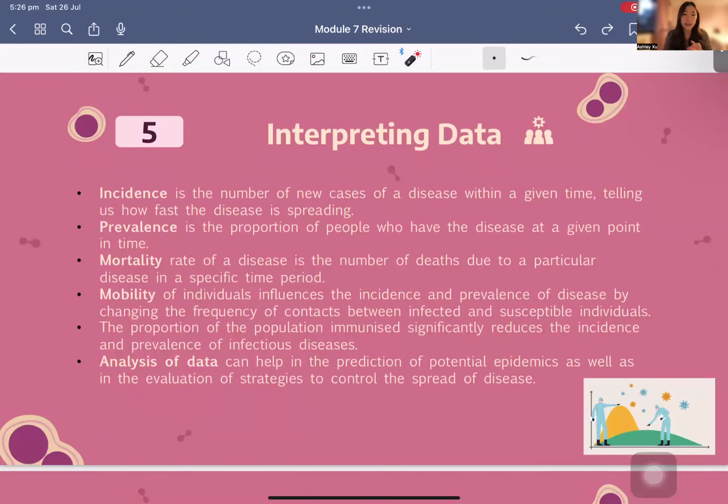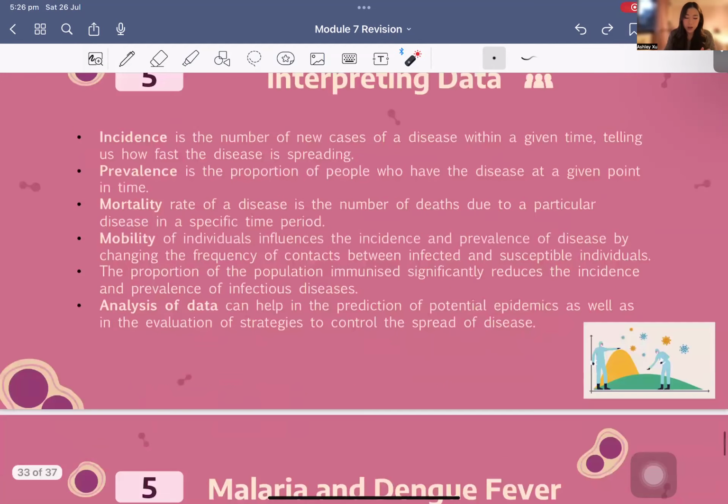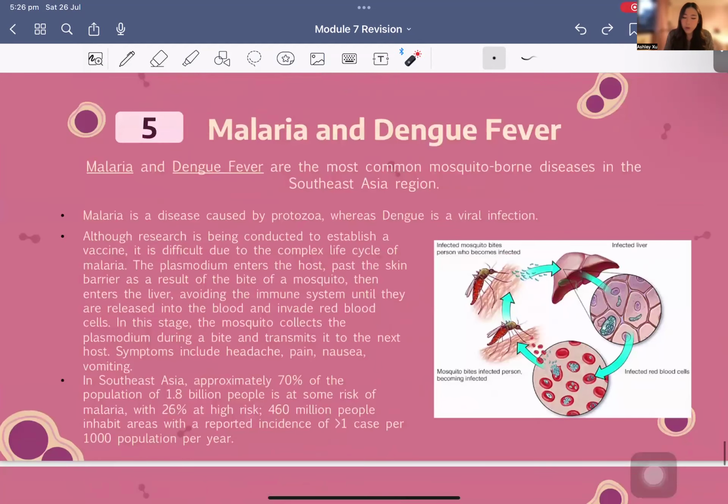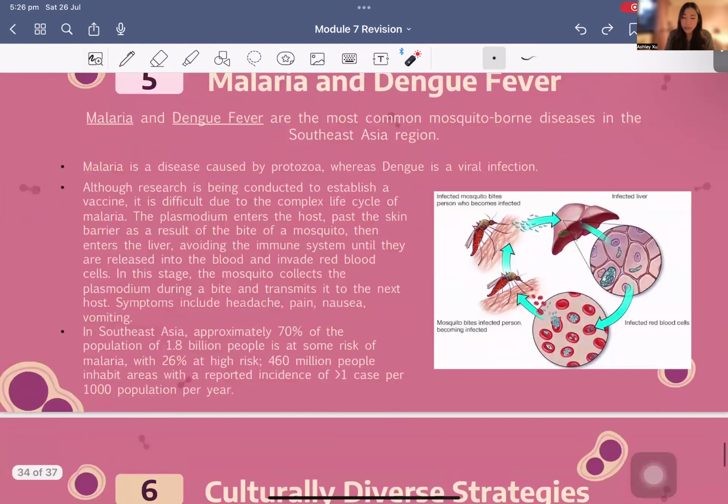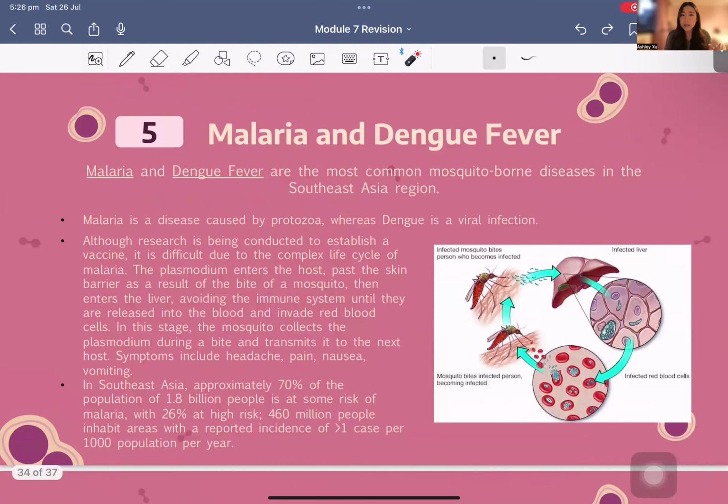Okay, there are a lot of data analysis questions here. Moving on, we're going to go through some specific diseases. Malaria and dengue fever. Okay, these are the two diseases that I want you to remember one of. The syllabus says malaria or dengue fever. So remember either malaria or dengue fever. The one that I like to remember is malaria, it just makes more sense to me and makes more sense to a lot of students. So let's go through that right now.